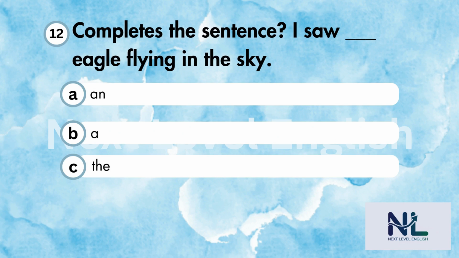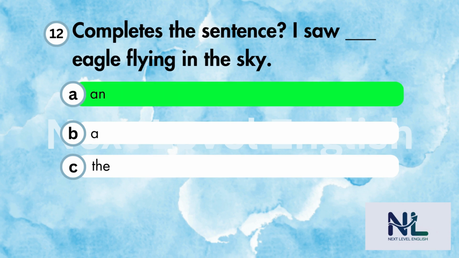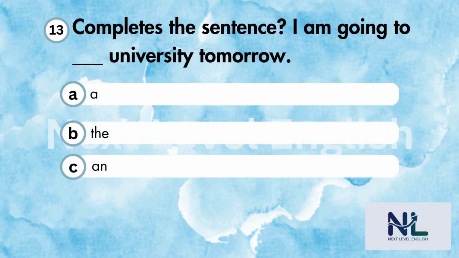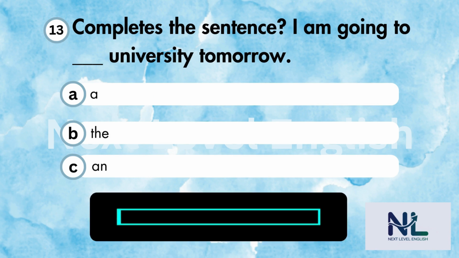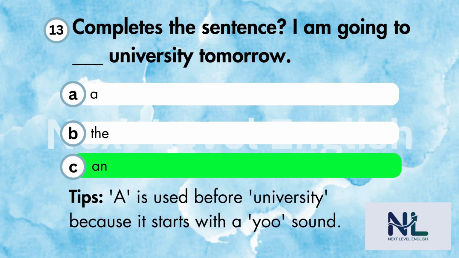12. Complete the sentence: I saw an eagle flying in the sky. An. Tips: use "an" before vowel sounds, like eagle. 13. Complete the sentence: I am going to a university tomorrow. Tips: "a" is used before university because it starts with a U sound.